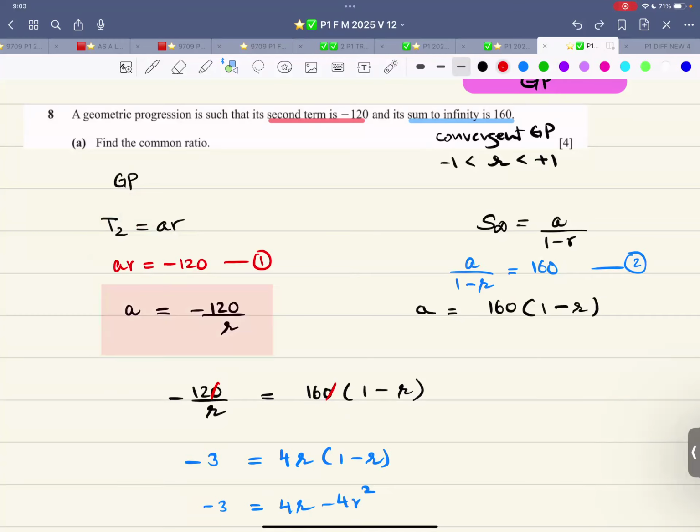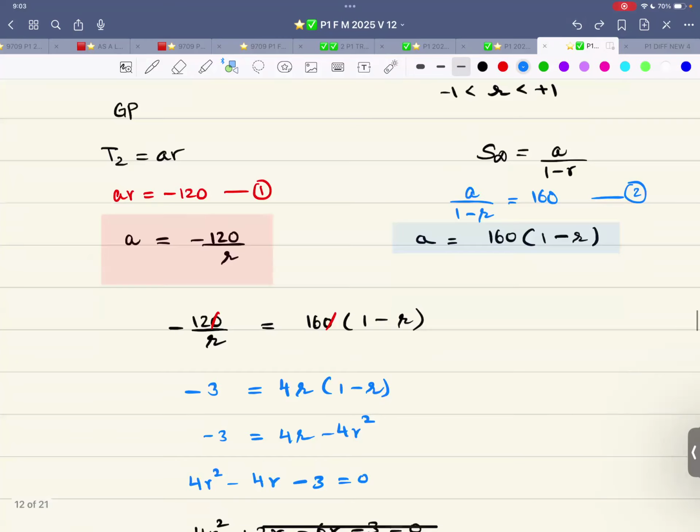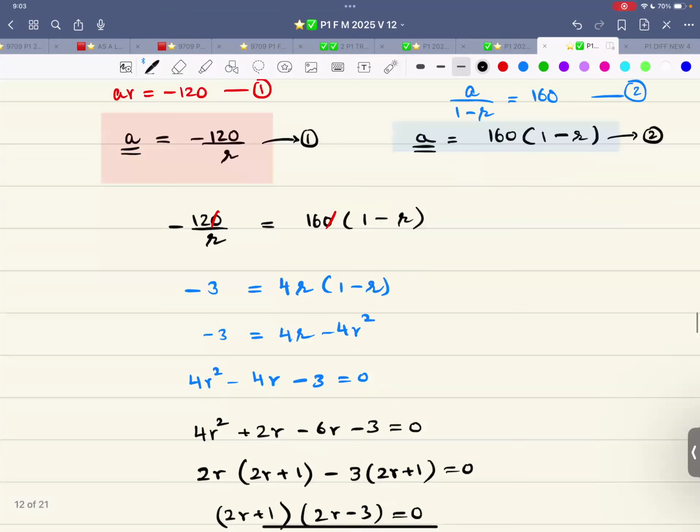Second thing, sum to infinity is A over 1 minus R. A over 1 minus R is 160. Again, make A the subject. So now you have A over here, you have A over here. Let me write this as equation 1, and this as equation 2. I have a habit of making A the subject and then equating it. So this is the red thing that you see over here, and this is the blue thing that you see over here.